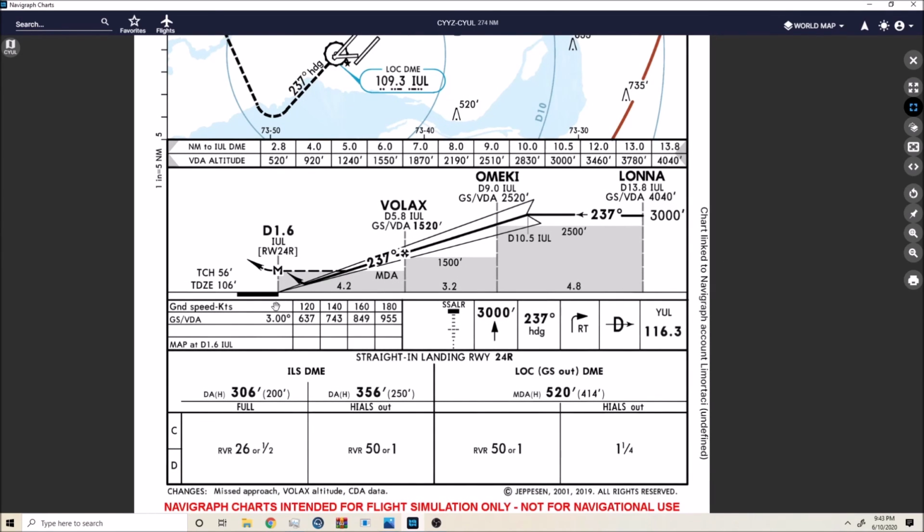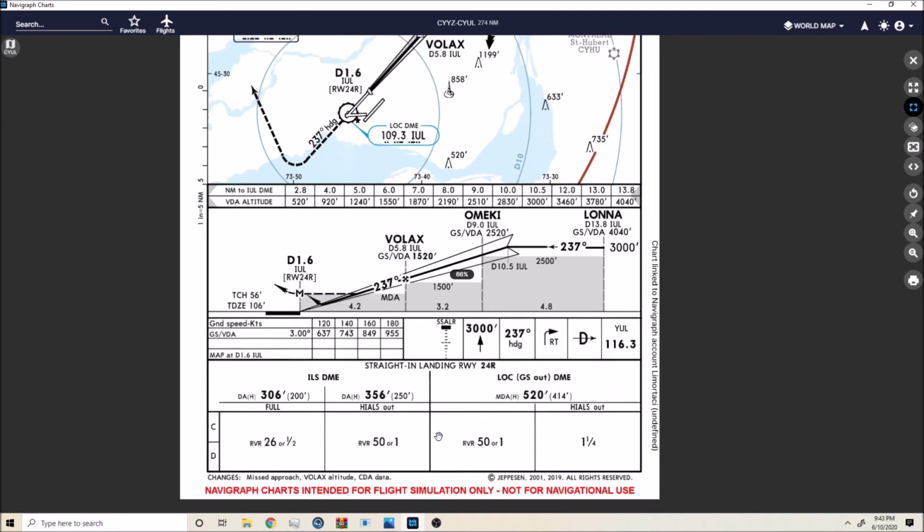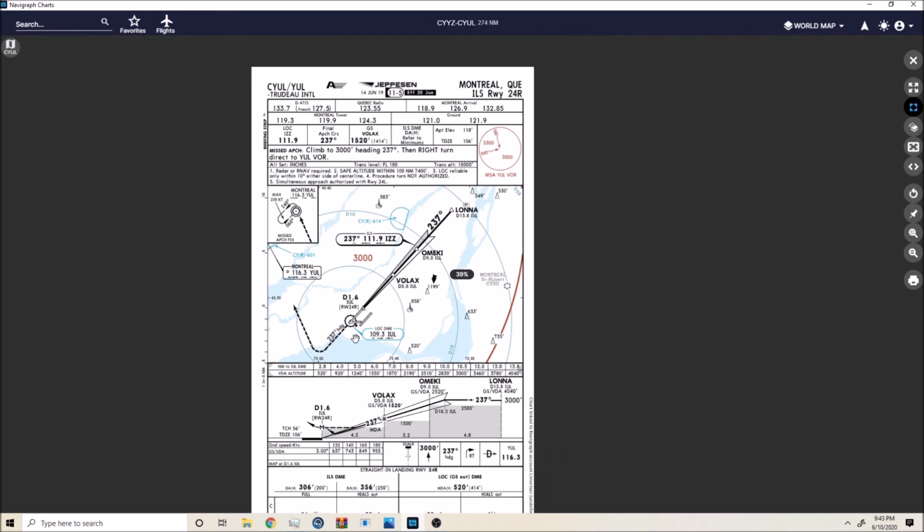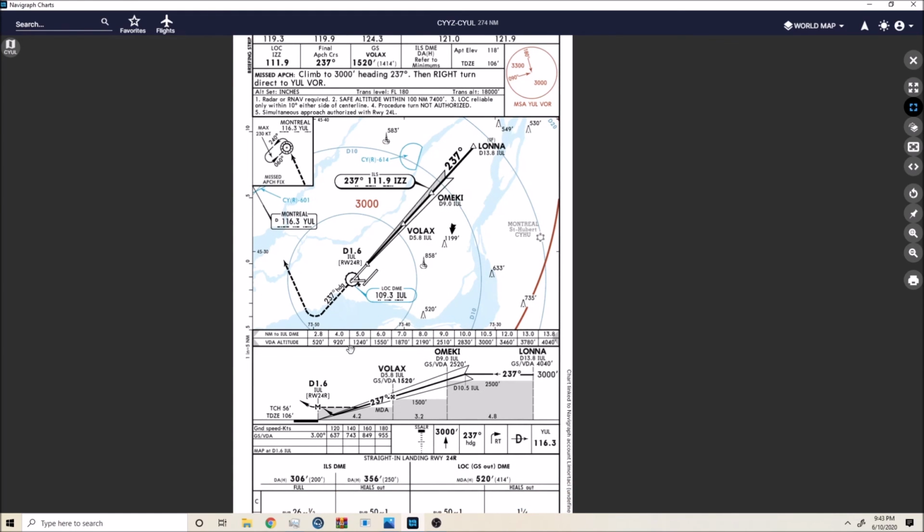Once again, if we have an event of a missed approach, 3,000 feet, runway heading, right turn direct to the YUL VOR. We have the SSALR approach lighting, so we can expect to see this on our approach. And that is the ILS for 24 right. One thing to add to this, if you had a separate chart, is your exit point. So just off memory, Bravo 2 usually works out, but obviously don't just go off memory. In real life and in sim, look at the chart and find your exit point. So you can say, we plan to exit Bravo 2.